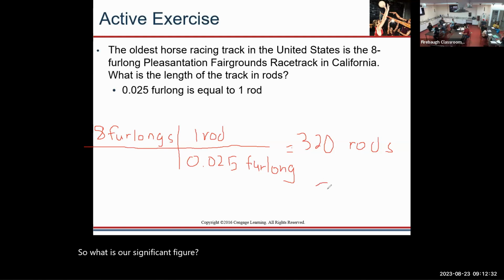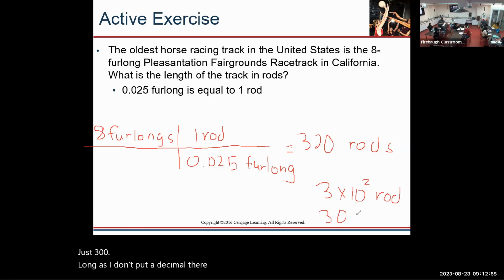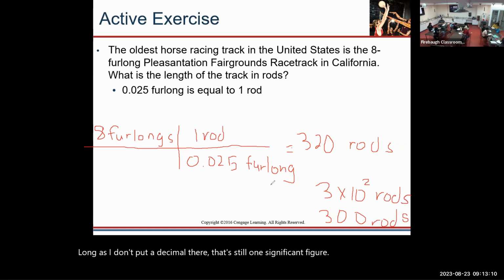So yeah, technically you could do this. You could do 3 times 10 to the second power, right? That would be one significant figure. Okay? Or I can write it as just 300. As long as I don't put a decimal there, that's still one significant figure. Okay, so this would be the case with significant figures.